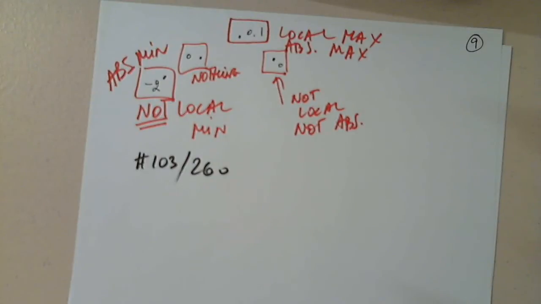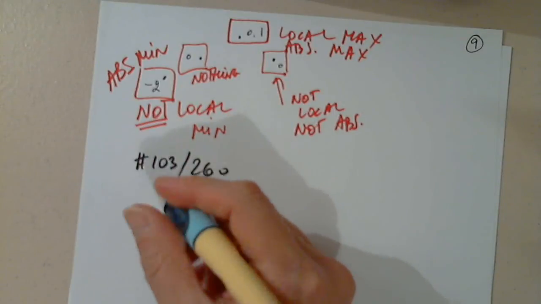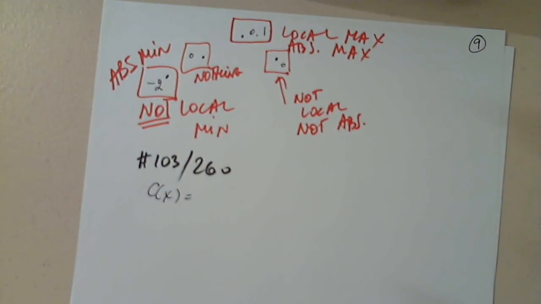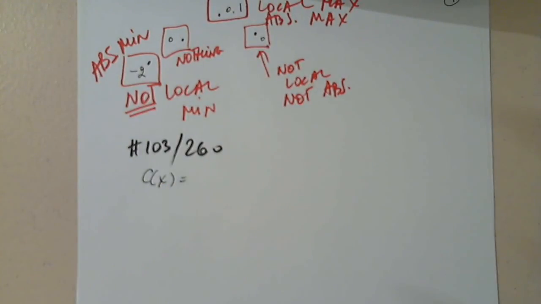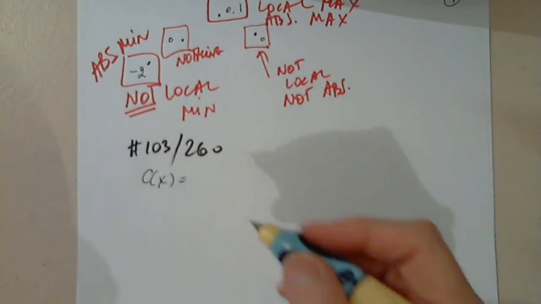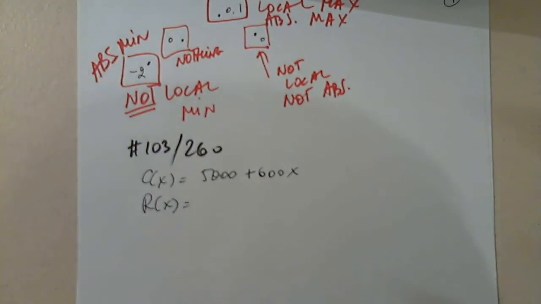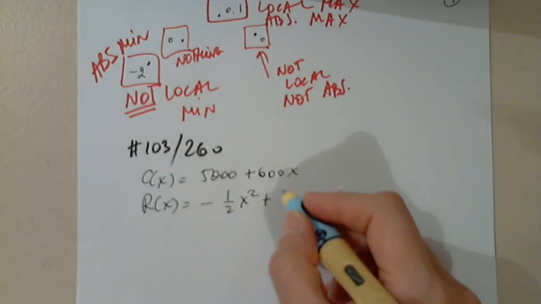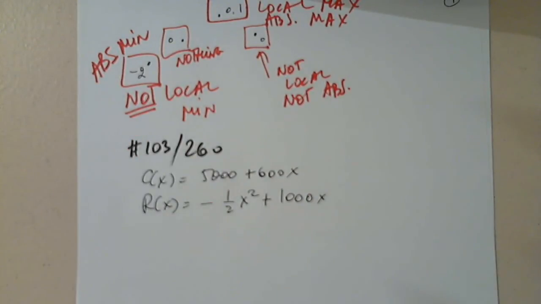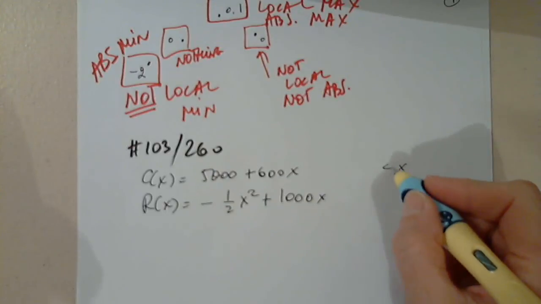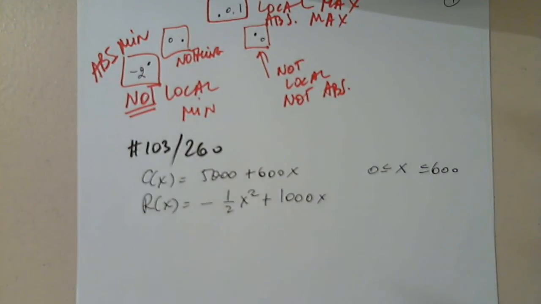We are given a total cost and a total revenue function for producing X items. So we are given C of X as the cost function, and it equals 5,000 plus 600X. We are also given the revenue function, which is -1/2 X squared plus 1,000X. We're given that X is between 0 and 600, and we're asked to determine the total profit function.